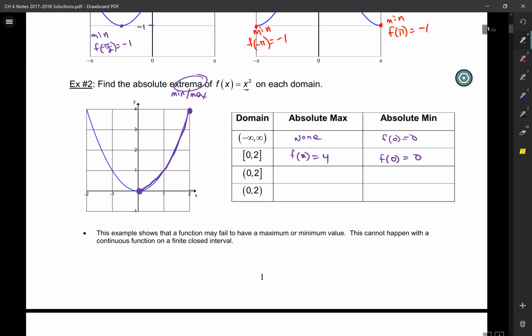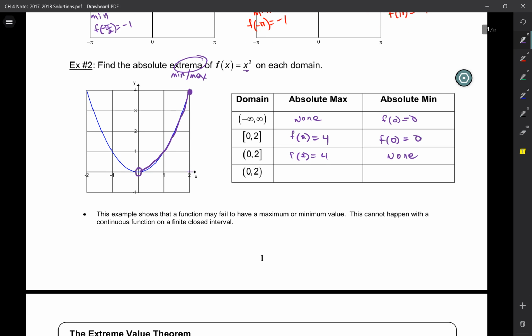So only on a closed interval you don't have to worry about it going to infinity? Right, it's a closed interval. It stops. Okay, next we have an open circle on 0 to infinity. There is definitely a maximum point, f of 2 equals 4, but there is no absolute minimum. Why? Because it's an open circle, you're not allowed to access that point.